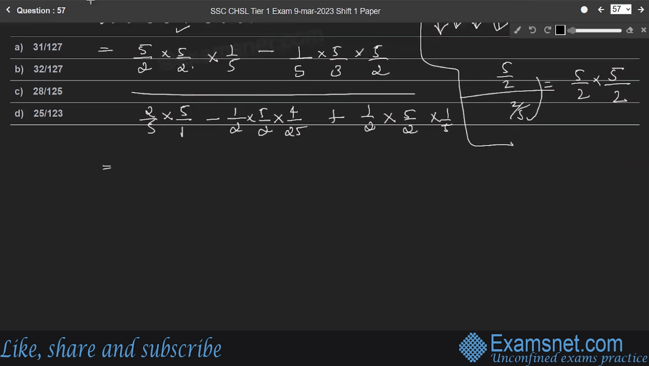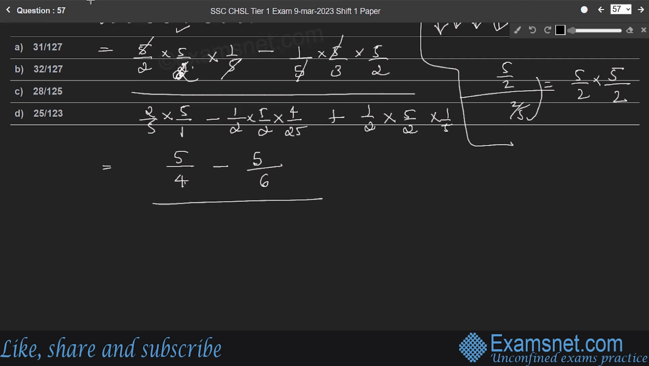So we'll solve the multiplication part. Here 5 and 5 will get cancelled. 5 and this 5, right? 5 and 5 will get cancelled. So 5 by 4, right? 2 into 2 becomes 4, minus. So in the second term, we have 5 and 5. 5 and 5 will get cancelled. So the remaining term is 5 by 3 into 2, 6.